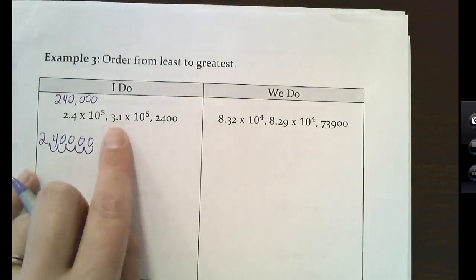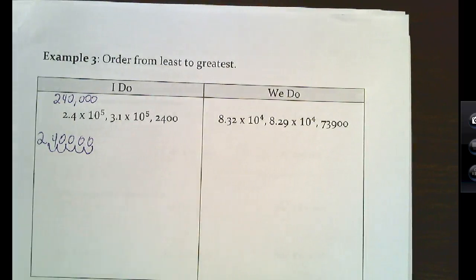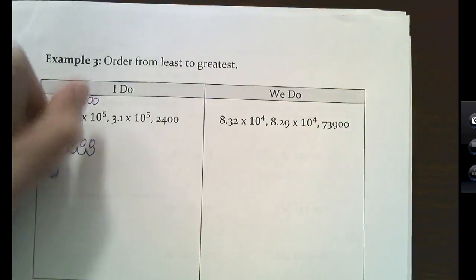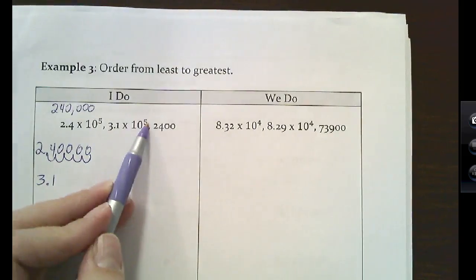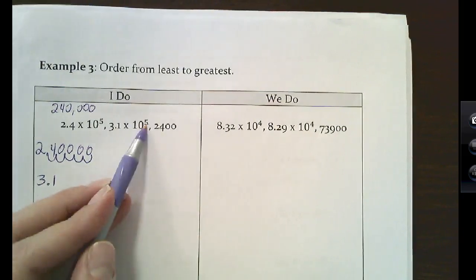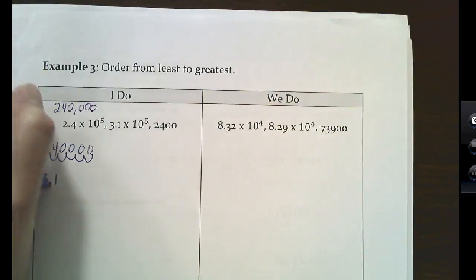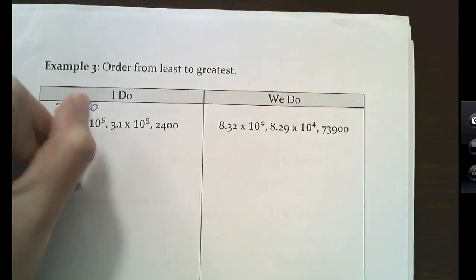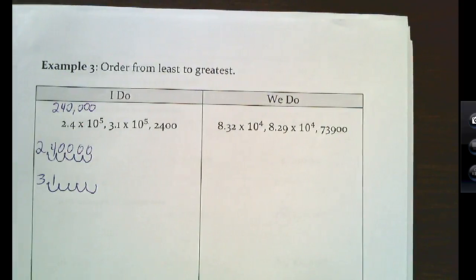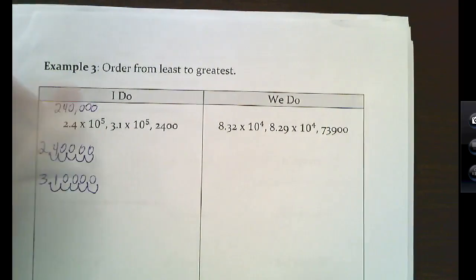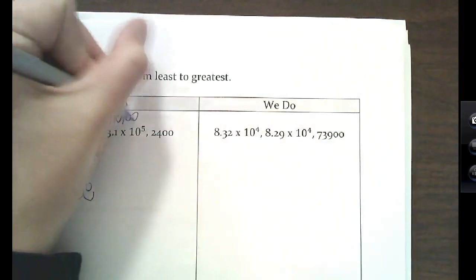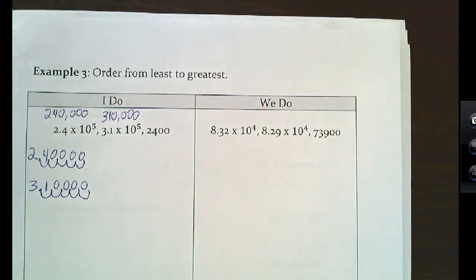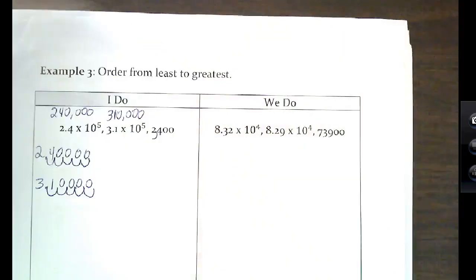Now let's do the same thing with this 3.1 times 10 to the 5th power. We've got 3.1. And what direction am I moving my decimal? Go ahead. If it's positive, move it to the right. Very good. And how many spaces? 5. Let's go 5 spaces to the right. 1, 2, 3, 4, 5. And I'm going to put 4 zeros there. So I'm getting 310,000. So I'm going to write that right above it as well. And then that last number is simply what? 2,400, you could say. So we're going to write 2,400.